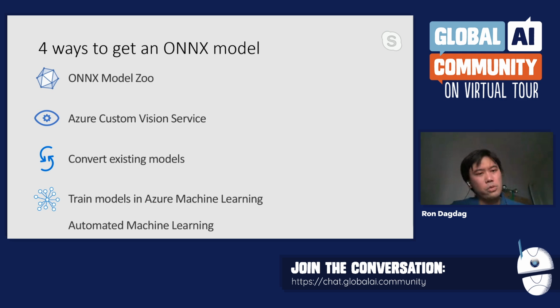So there are 4 ways to get an ONNX model. One of them is getting them through the ONNX Model Zoo. Another is through Azure Custom Vision Service. Then converting existing models, and then of course training them through Azure Machine Learning. You can use automated machine learning in the cloud. And we'll go through each one of them.